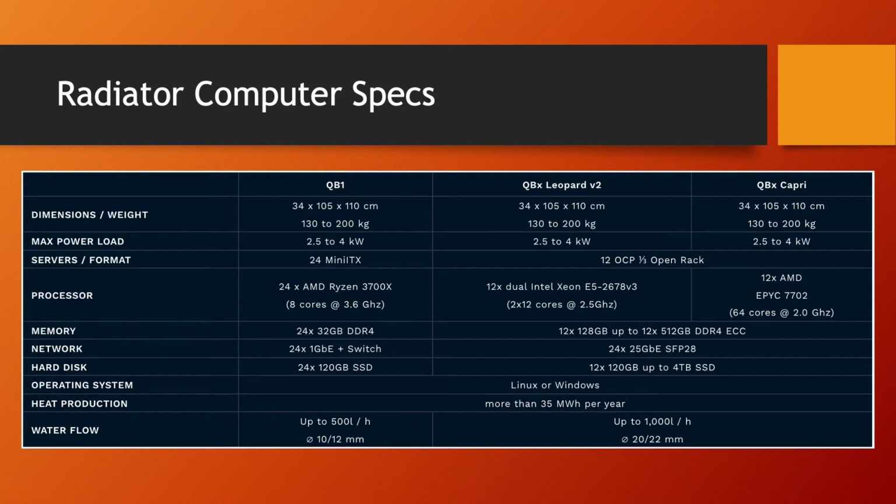The processor is a pretty new processor, the 24 by AMD Ryzen 3700X. It's a very efficient, very powerful computer, able to perform a lot of computations at once, and that's the goal of this thing. The more computations it's doing, the more it's getting done. Obviously, the computer is going to be able to produce more heat and be a better radiator overall for your household.